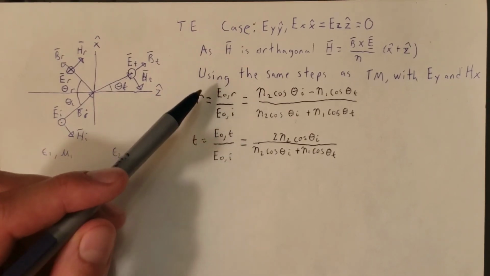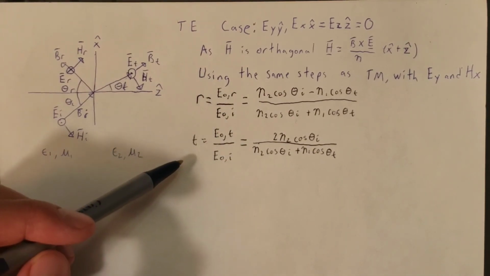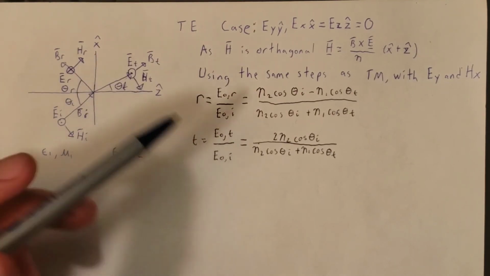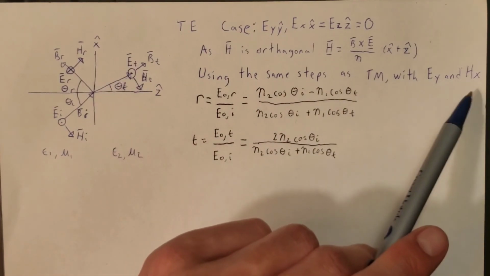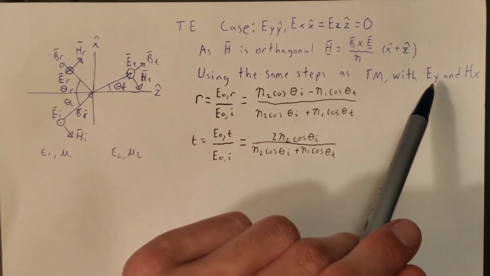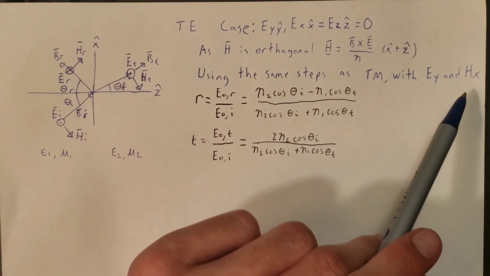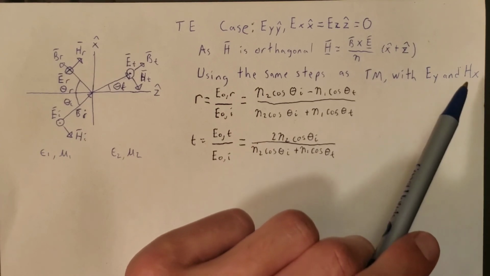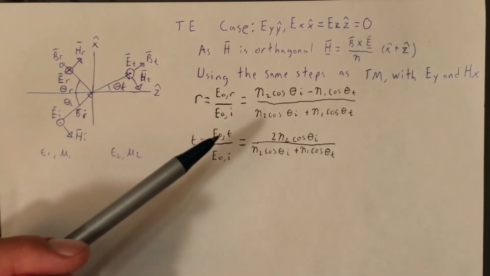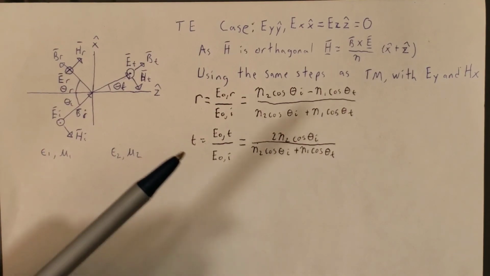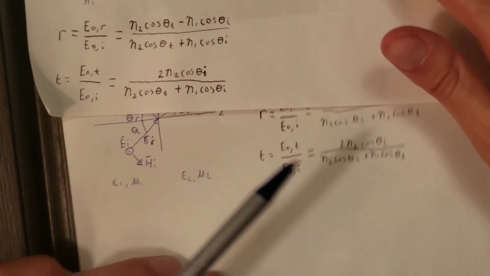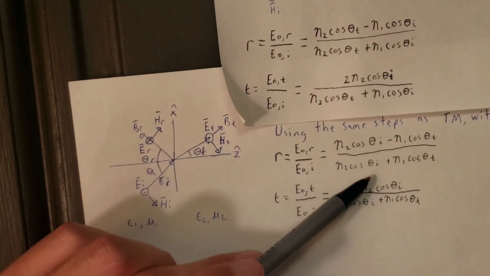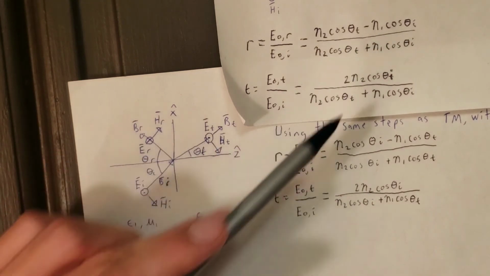Our coefficients for reflection and transmission are largely the same, but the key difference here is that the EY value is not going to be dependent on cos theta, but the magnetic field is now going to be dependent on cos theta. And if we look closely at this in comparison to the transverse magnetic case, we can see that the values of theta have switched from theta t to theta I.